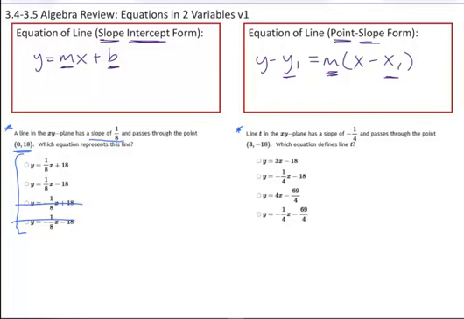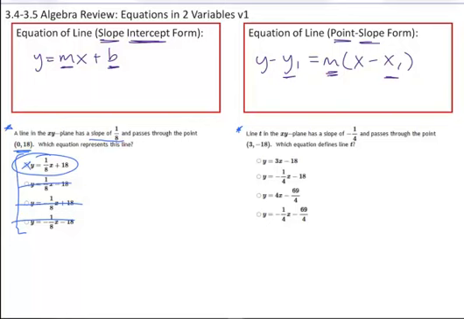Notice that point, this ordered pair, is given as a y-intercept. The y-intercept is the value of y when x is 0. So we see that 18 is the y-intercept. So you should be able to either eliminate this choice or identify that the first one is the correct answer.